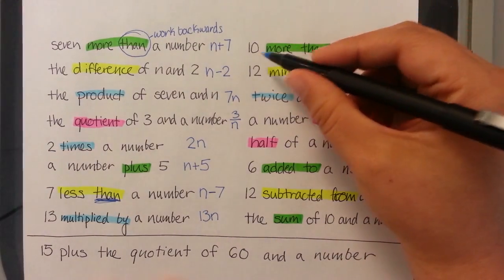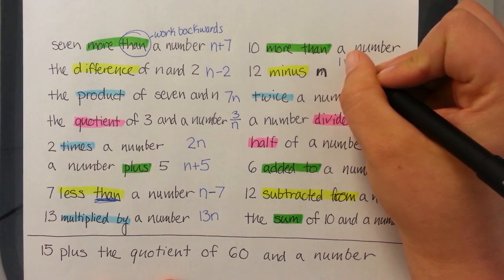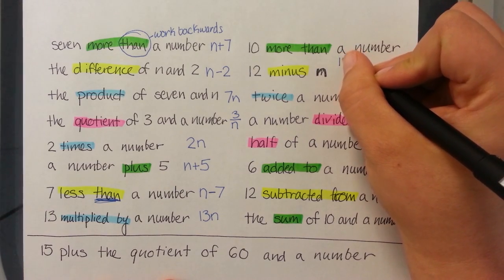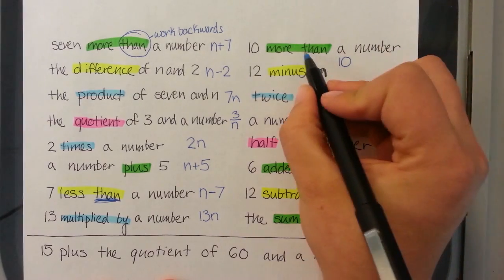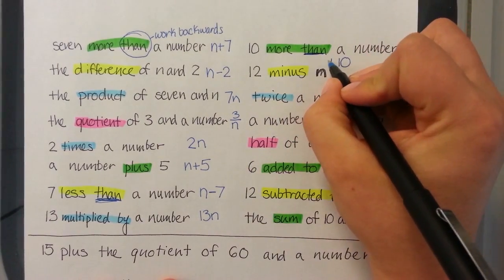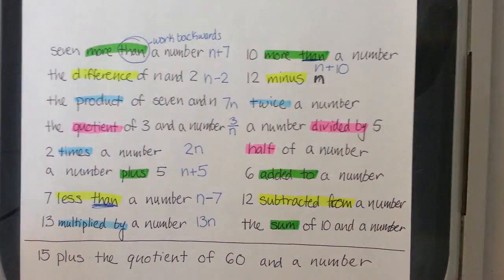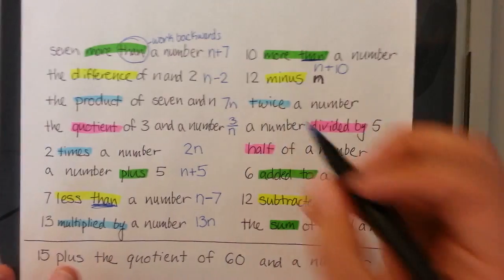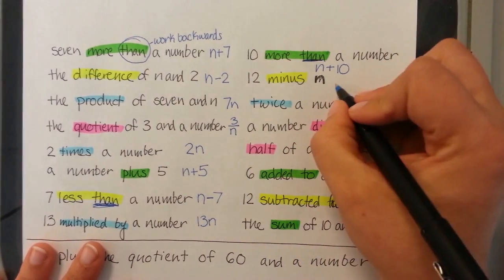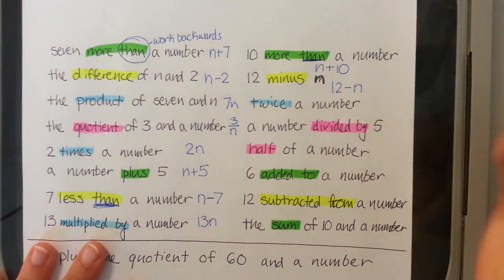Okay, 10 more than a number. So this is 10. Oh wait, that's the tricky than. So I need to work backwards. So the N goes first. N plus 10 is what that's going to say. Okay, 12 minus N. So this is just 12, the minus symbol, N.